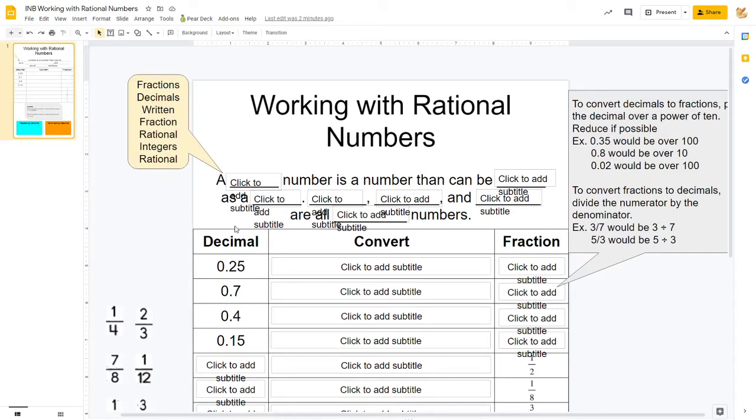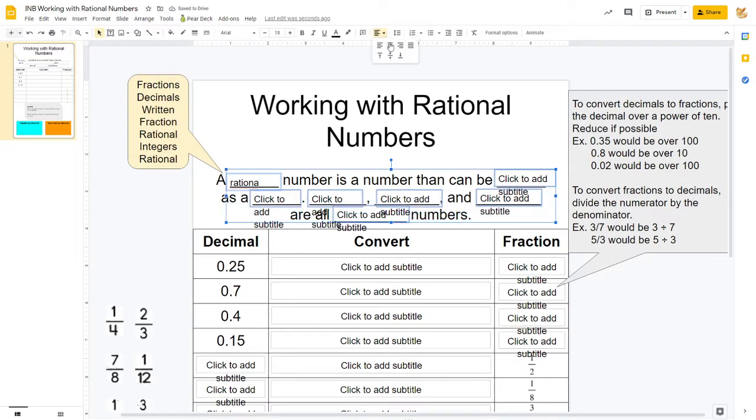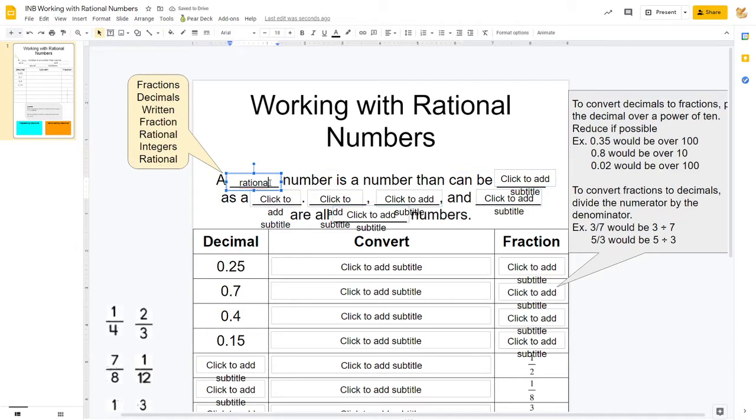So the first thing we're going to be doing is filling in these blanks with these words here. So our first one is a rational number. If I can spell. I forgot the L. A rational number is a number that can be written as a fraction.